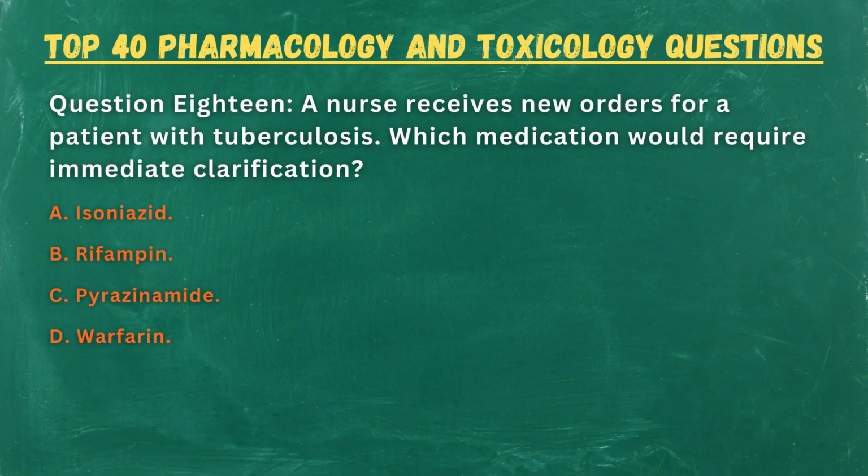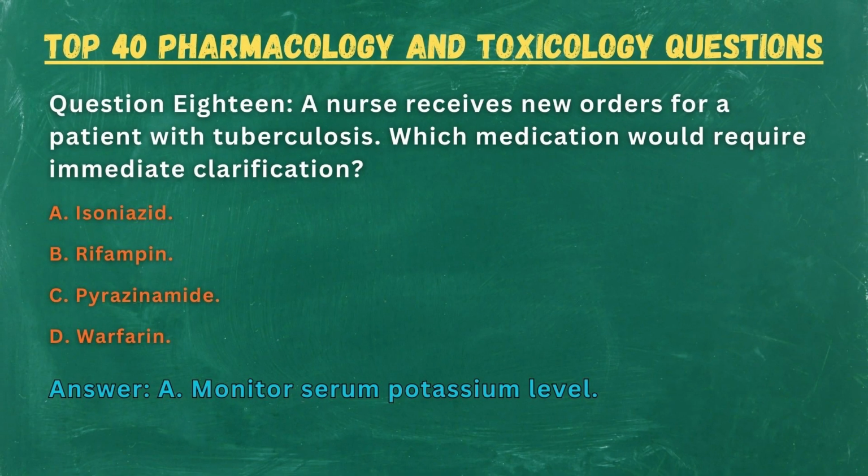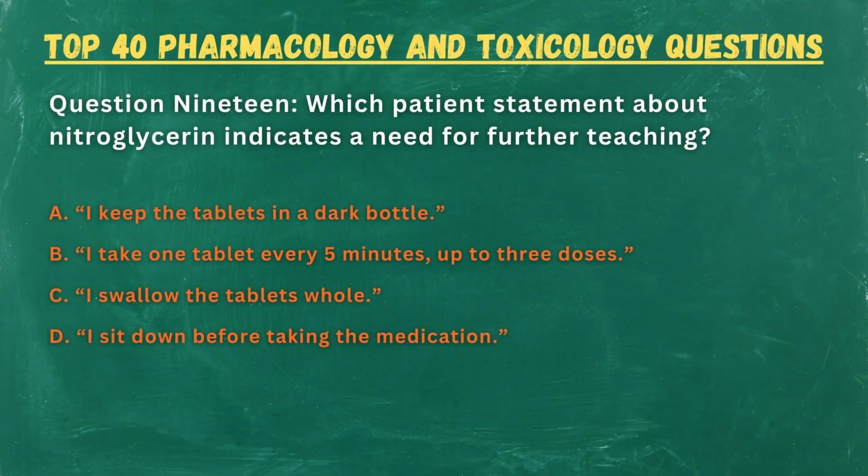Question 18. A nurse receives new orders for a patient with tuberculosis. Which medication would require immediate clarification? A. Isoniazid. B. Rifampin. C. Pyrazinamide. D. Warfarin. Answer: D. Warfarin.